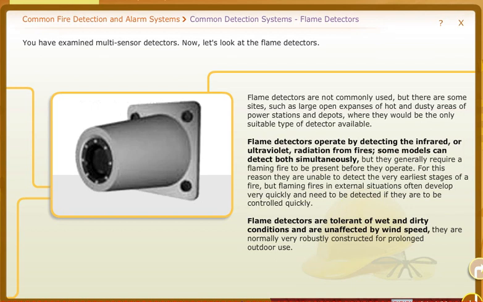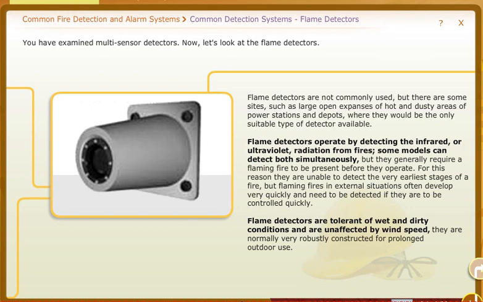You have examined multi-sensor detectors. Now, let's look at the flame detectors. Flame detectors are not commonly used, but there are some sites, such as large open expanses of hot and dusty areas of power stations and depots, where they would be the only suitable type of detector available.